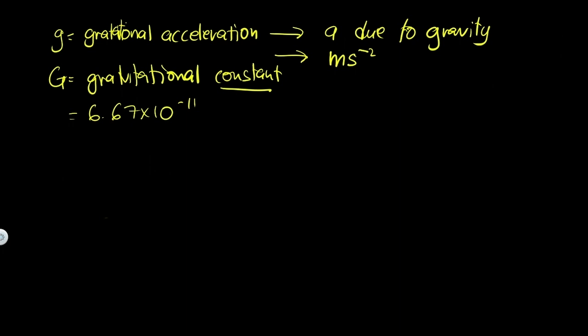So what is the unit for this gravitational constant? The unit is N m^2 kg^-2. We can write it as Newton meter square over kg square. So today we look at the relationship between g and G.